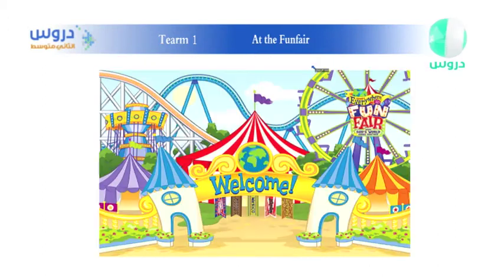Okay, let's give you some pictures. Look at this, Ms. Suhaila. What do you think this is? And what do we call this in English? Here we have a fun fair, right? If you want to play something, we have to go to the fun fair. Very good. This we call a fun fair. Of course, we have a lot of fun fairs here in Riyadh and also in the Kingdom.